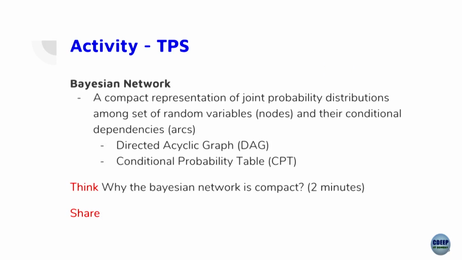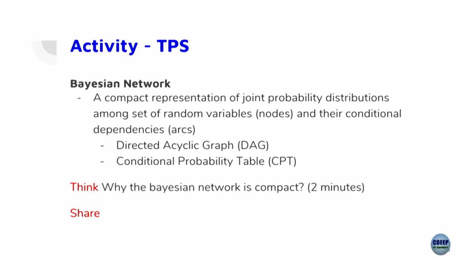Actually, Harold gave the answer a bit. I just wanted to talk, but think of it: a compact representation of joint probability distributions. Okay, now you understand the definition, right? I want to represent this joint probability of B, C, S, M, all these random variables, sleeping, having a meeting, going for a class, and the conditional dependencies in a directed acyclic graph with the conditional probability table is called a Bayesian network.